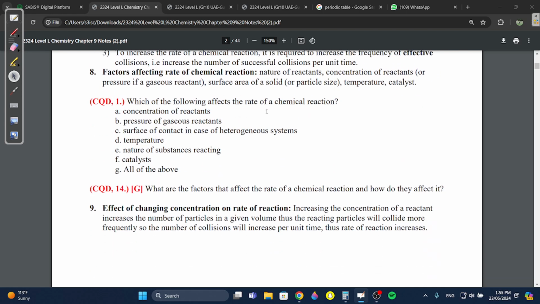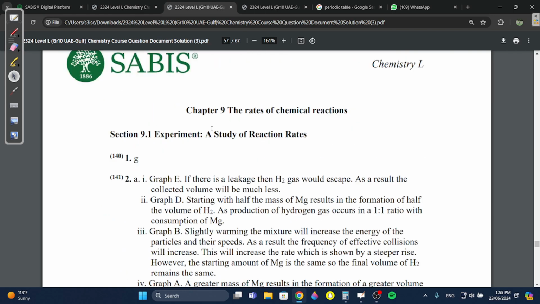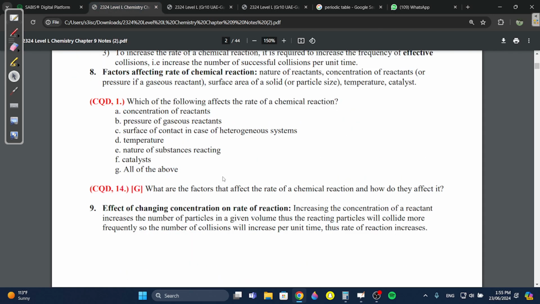CQD. Okay, which of the following affects the rate of a chemical reaction? Concentration of reactants, surely. Pressure of the gaseous reactants, yes. If they said solid or liquid, no. Surface of contact in case of heterogeneous, I think this is correct, yeah. Surface area. Temperature, surely. Nature of substances reacting, surely, yes. Catalysts, yes. All of the above, yes. Okay. Nature, whether solid, liquid, or gas. Let me double check. CQD1, G, yeah, all of the above.